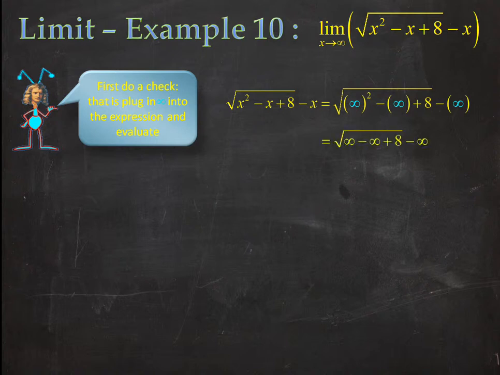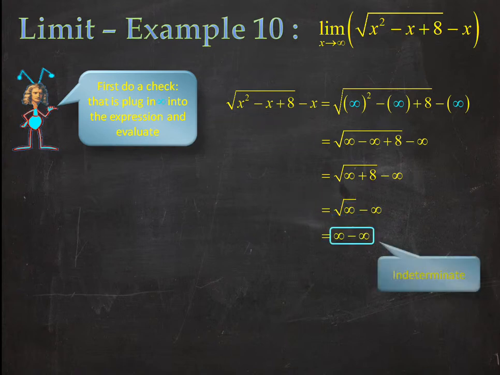So infinity squared is in fact infinity. And infinity plus 8 is infinity. And the square root of infinity is infinity. And we finally end up with the expression infinity minus infinity. Now this is not equal to 0, but rather is an indeterminate answer, which is just a polite way of telling us that we're going to be using algebra to assist us in evaluating this limit.